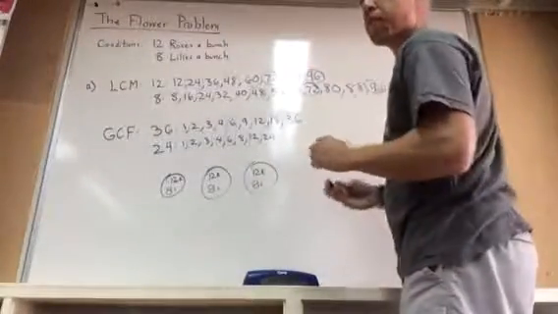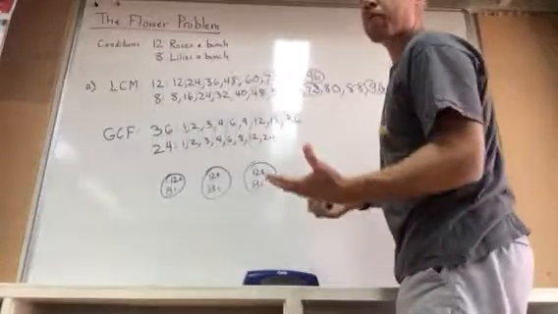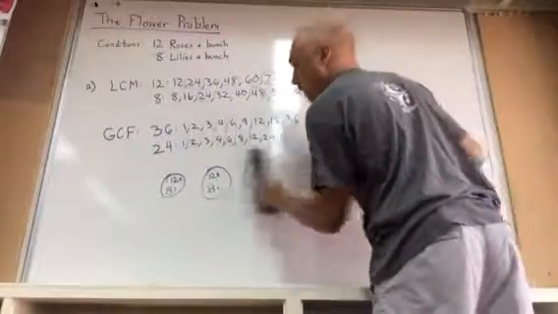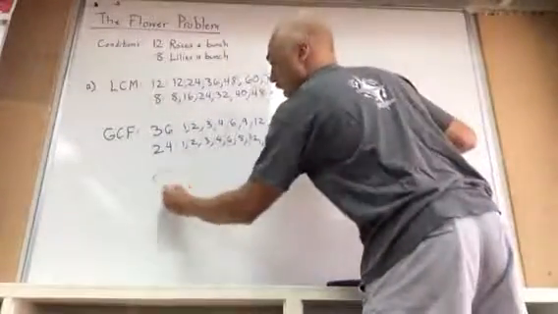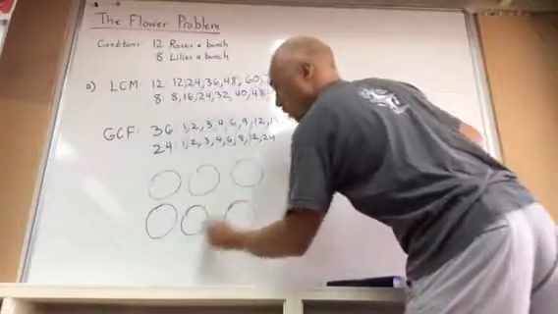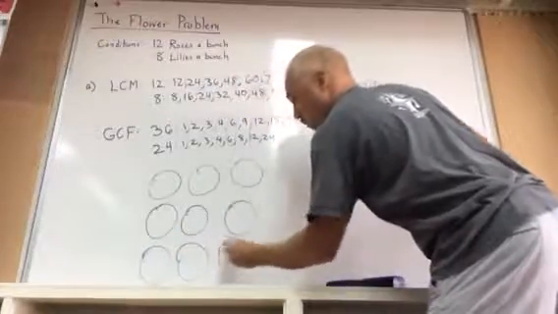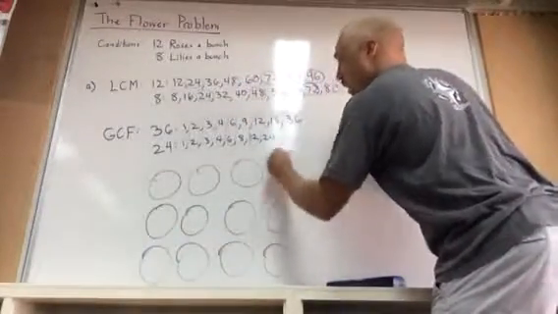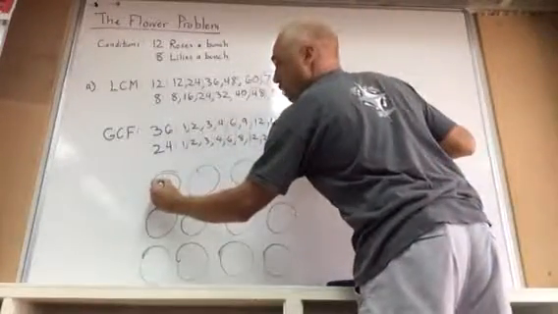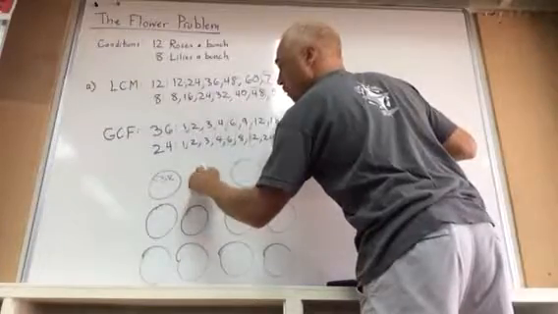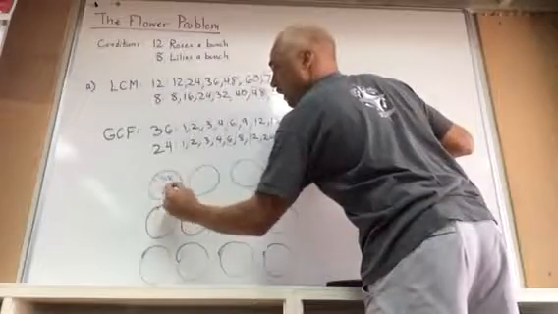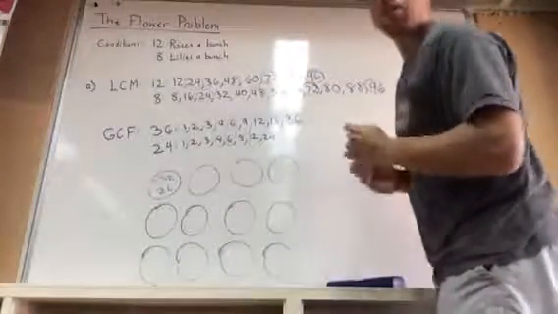But the question is, what is the greatest number of tables I can use? For that, all I need to do is go to the greatest common factor in this case, which is 12, which means now I have 12 tables, put in a nice array. And now with 12 tables, I'll divide the 36 by 12. That will give me 3 roses at each table. And 24 divided by 12 is 2, and 2 lilies at each table. And that's how you would solve this problem.